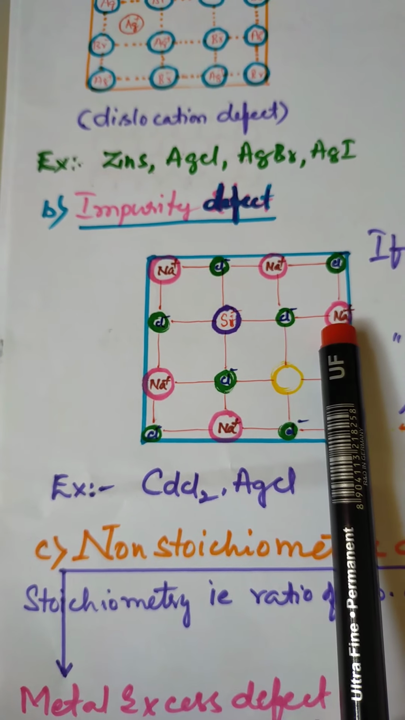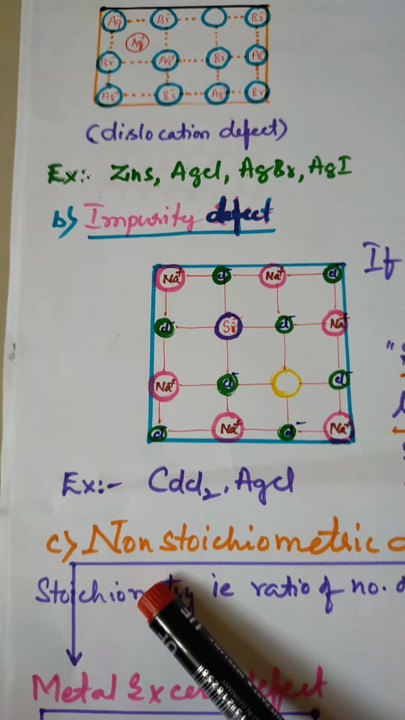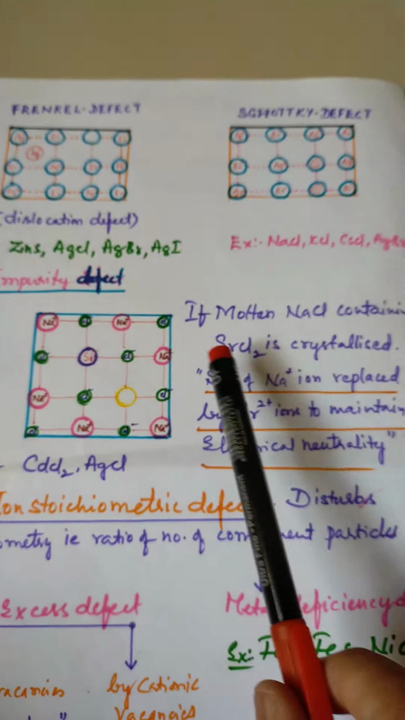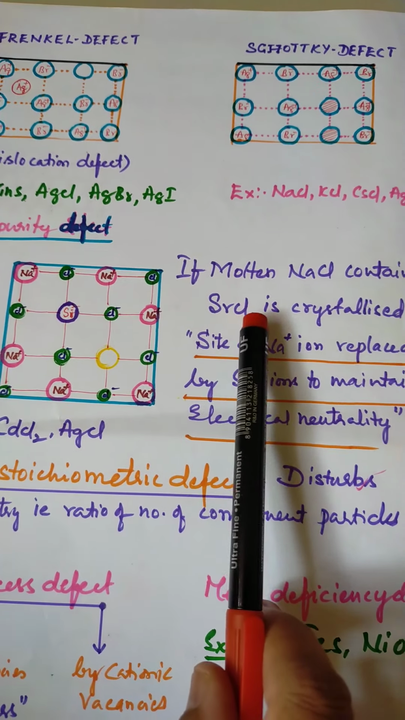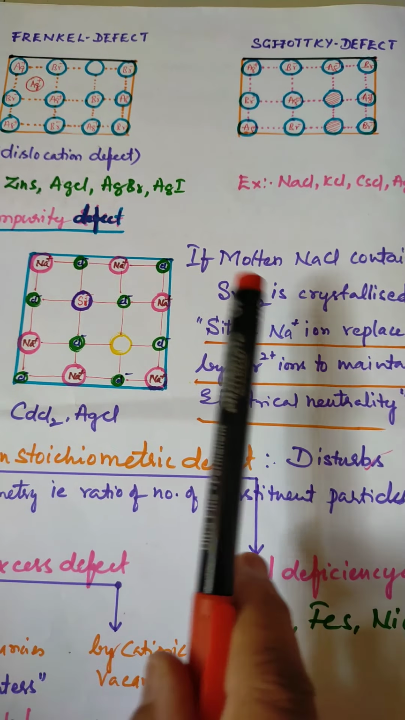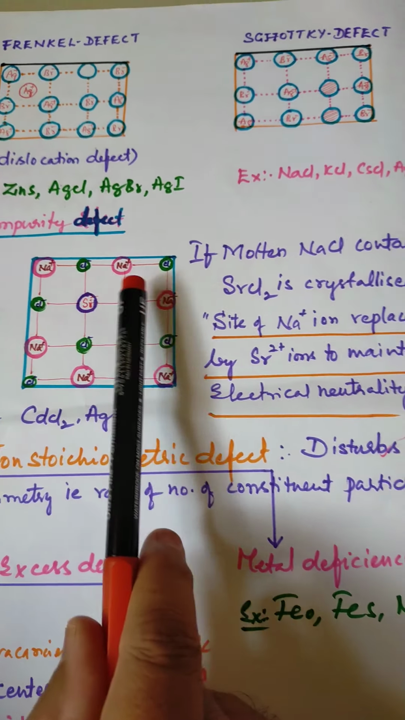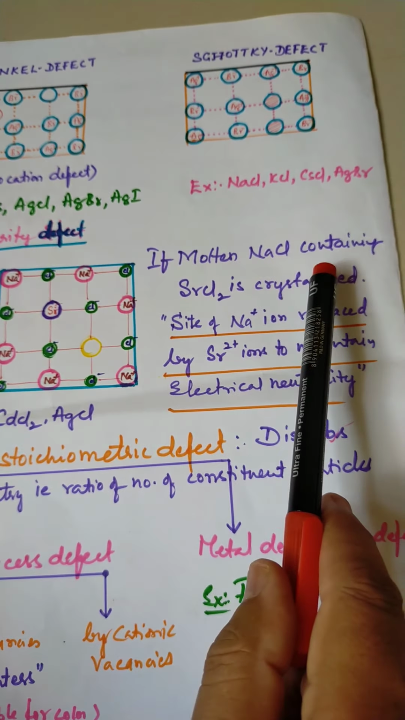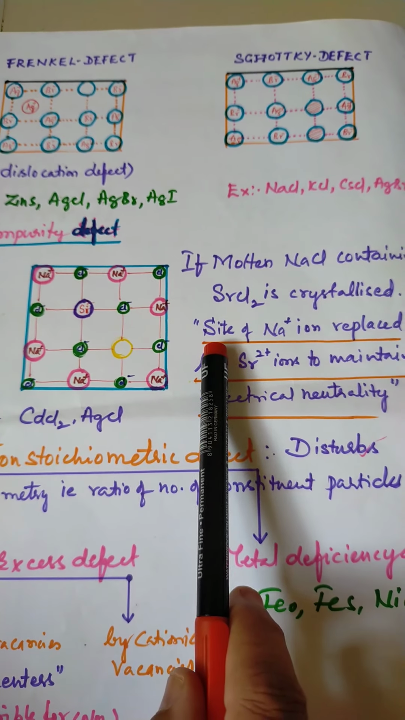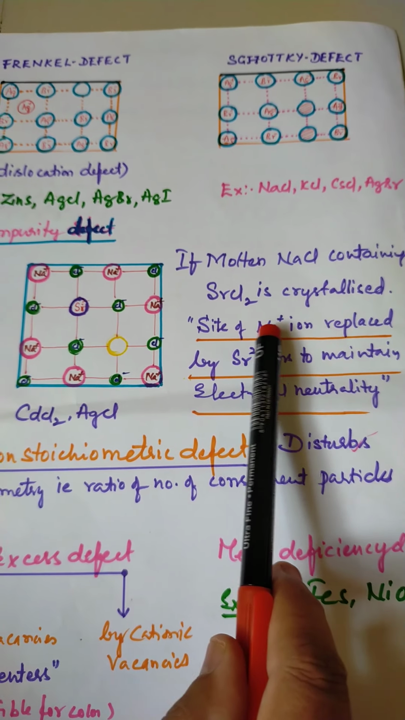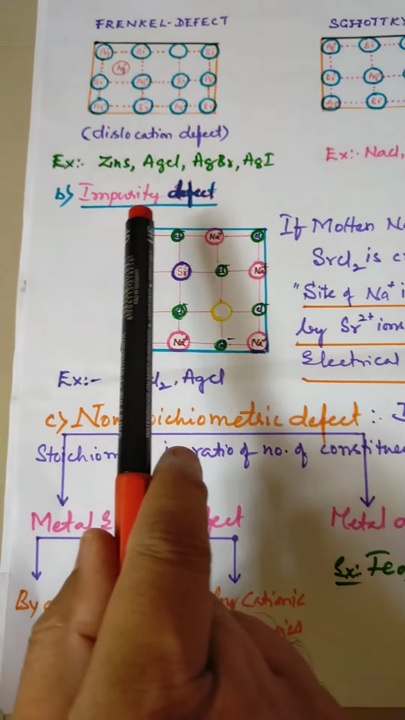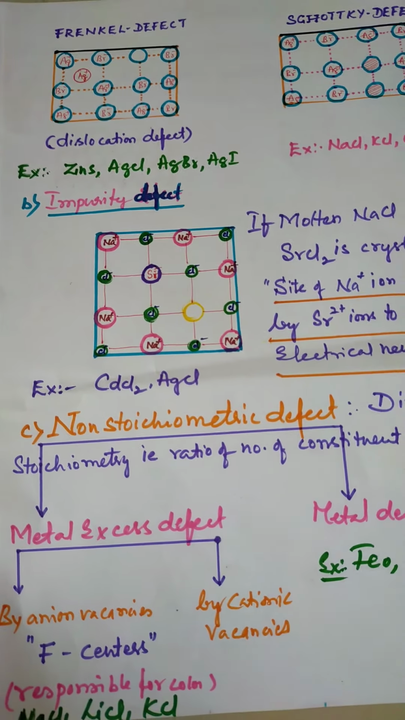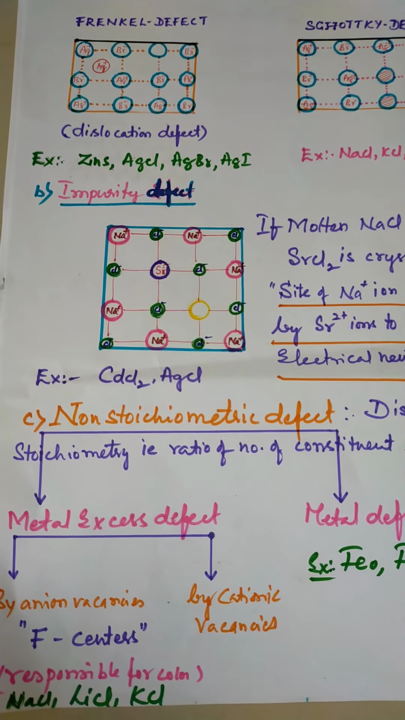So what happens here? If the molten NaCl contains strontium chloride, instead of sodium chloride, strontium chloride crystal is mixed. The site of the Na plus ion is replaced by strontium ions. This defect is called what? Impurity defect. The defect is very clear: impurity defect.